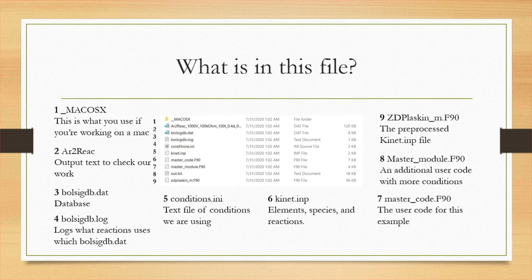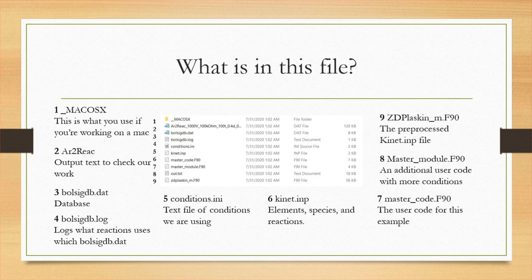Let's take a look at our zip file. Once you've extracted it and opened this file, this is what you're going to see. First is that Mac file. If you were using a Mac, it'd be super nice, but I'm using Windows, so it's irrelevant to me. Next is the AR2 React. This is our output text. They have given it to us to check our work after the test. Third is that database, the bolsigdb.dat, and then fourth, the bolsigdb.log shows all the reactions that were used in the database.